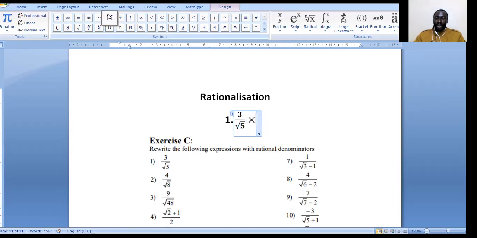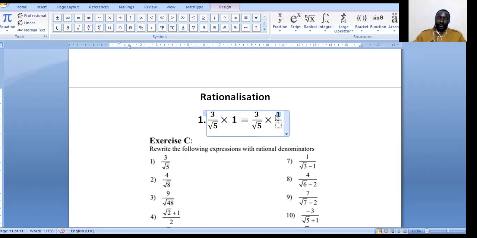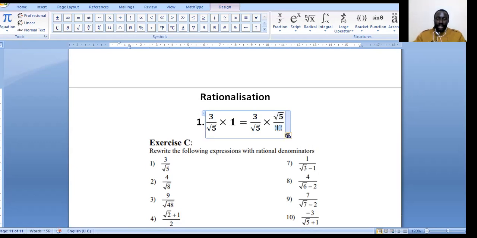Well, to rationalize means we have to multiply it by 1. Or instead of multiplying it by 1, what we can do in the next step, we replace this 1 by the square root of 5 over the square root of 5. This is what we have now. In the second step, we replace the 1 by the square root of 5. Then also here, the square root of 5.